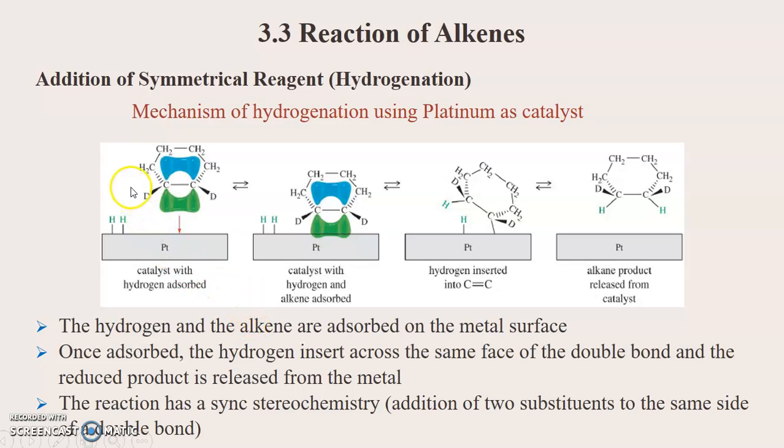So for addition of symmetrical reagent, this is the mechanism that shows how this molecule attaches or absorbs onto the surface of the catalyst. First, the hydrogen and alkenes are absorbed on the metal surface, on the catalyst surface. Once absorbed, the hydrogen inserts across the same face of the double bond, and the reduced product is released from the metal. So once the hydrogen is attached to the carbon that has the double bond, once the reaction is complete, the product will be released from the catalyst.